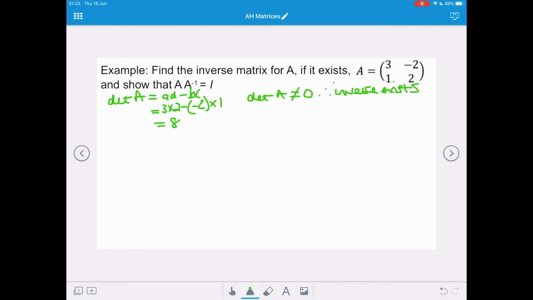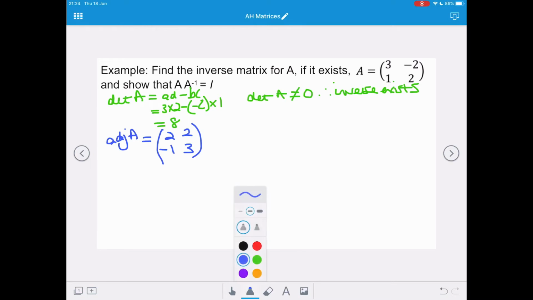So the next thing we want to do is work out what the adjugate of A is going to be. Now remember, for the adjugate of A, we are going to swap A and D, so we're going to end up with 2 and 3 in the opposite positions, and we're changing the sign on our B and C, so we end up with the adjugate of A being 2, 2, -1, 3.